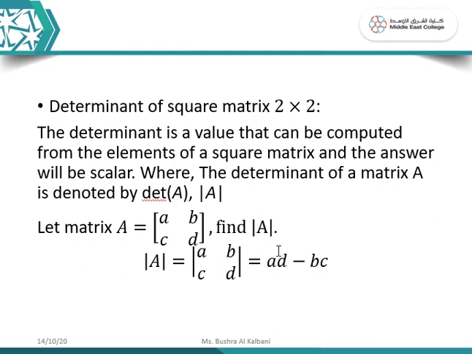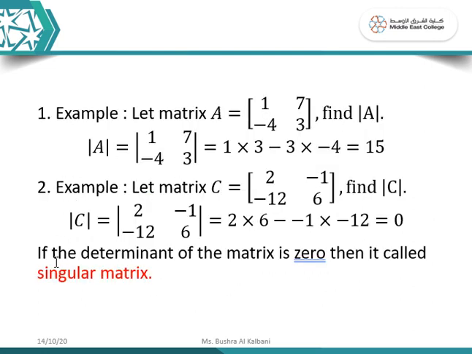The determinant is a scalar. That means you will get a number, and this number may be positive, negative, or 0. Now, if the determinant is equal to 0, we call it a singular matrix. When the determinant is equal to 0, we call the matrix a singular matrix.